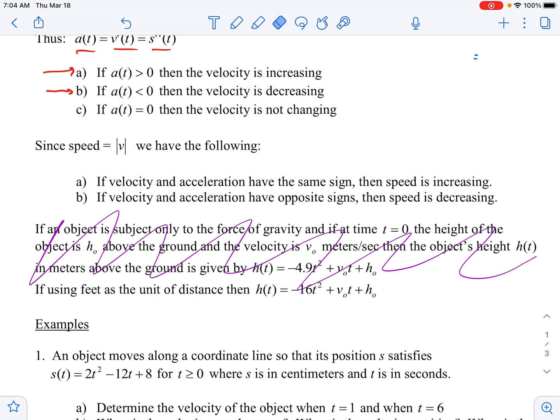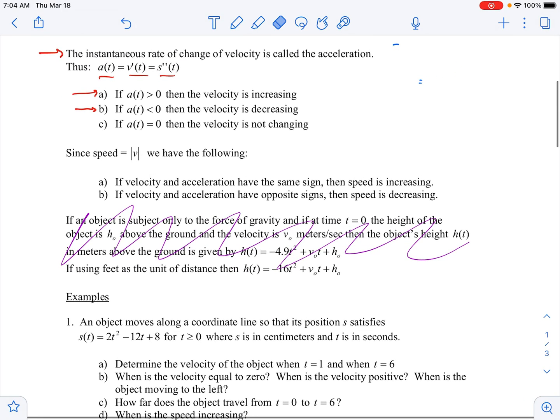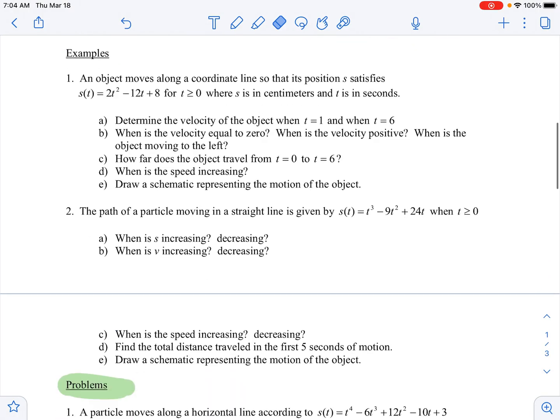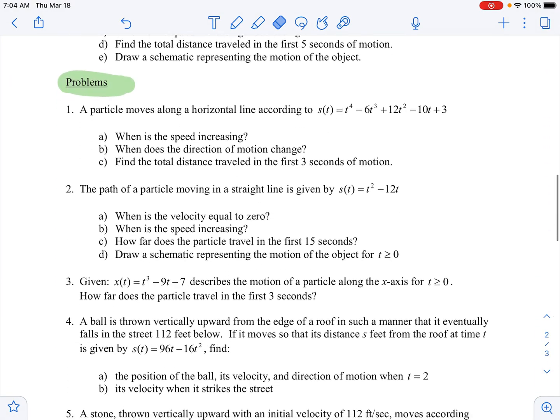We don't really need to get into that in this course. You can read it if you want. Nothing you're going to see either from me or on the AP exam. So we're going to do these examples together, and then the homework is to do these problems.